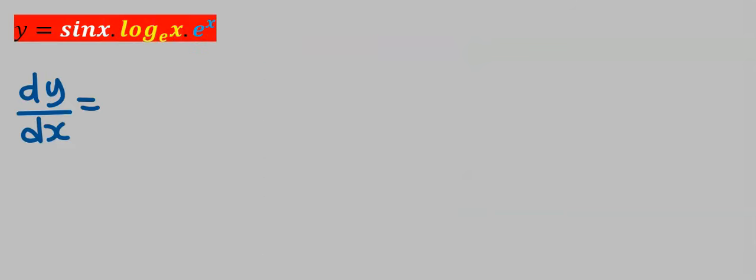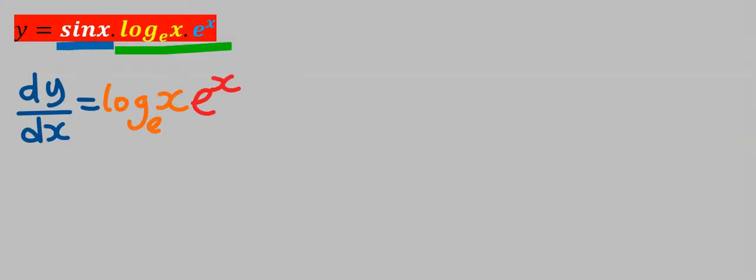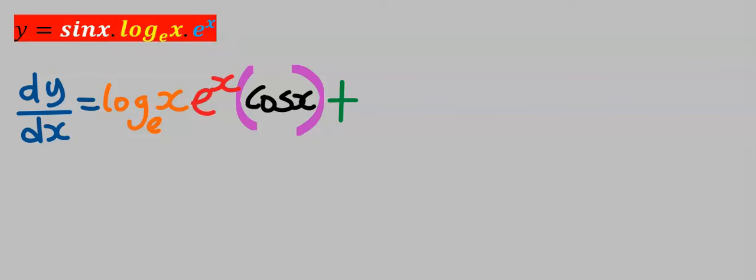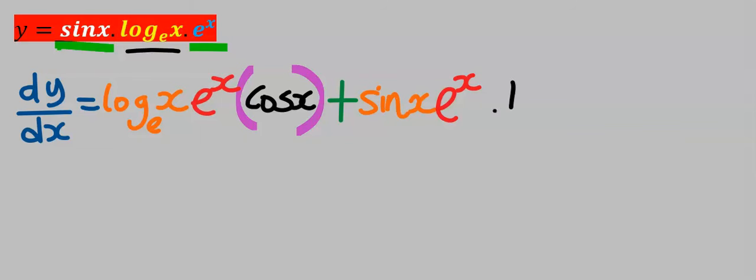To solve this problem, I will keep the natural log of x and exponential x constant. Next, I will differentiate sine x, and my answer is cos x. Next, I will put a plus. Next, I'm going to put sine x and exponential x constant, and I'm going to differentiate the natural log of x, which is 1 over x. Remember to put it in bracket. Next, I will put a plus.